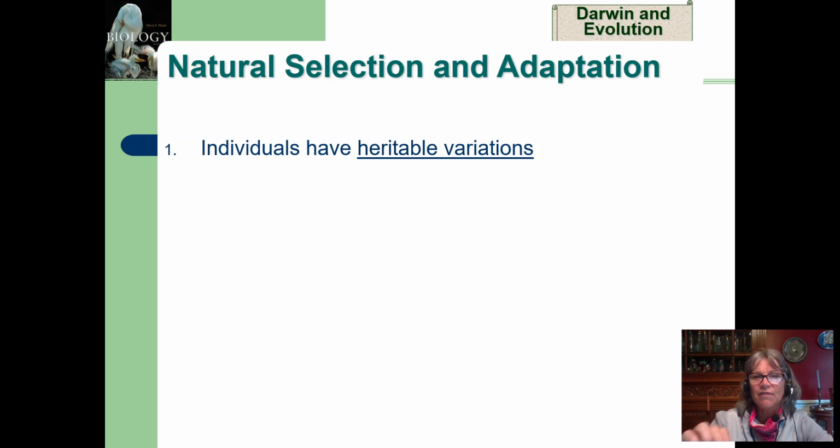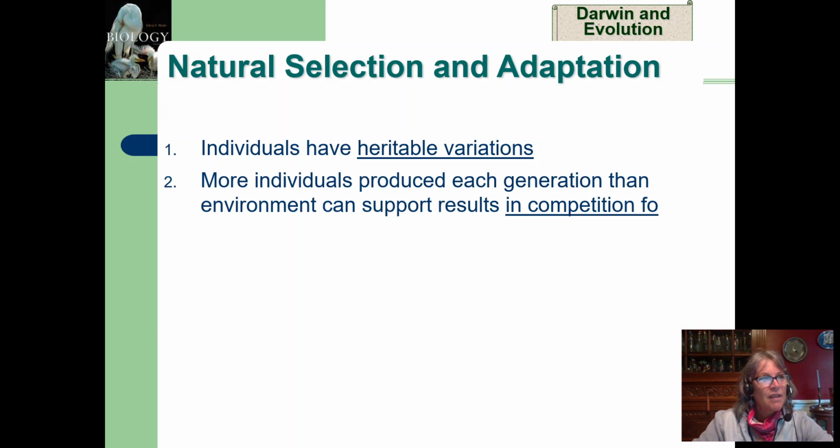So we have to have heritable variation. Our phenotypic differences are due to our genotypic differences. And within any population, there are more individuals produced each generation than the environment can support. And that results in a competition for resources. So maybe initially with a very small population, remember our population growth curve, we start with very small growth, we can support it, but at some point reproduction is going to outpace the resources in the environment. We will approach carrying capacity.